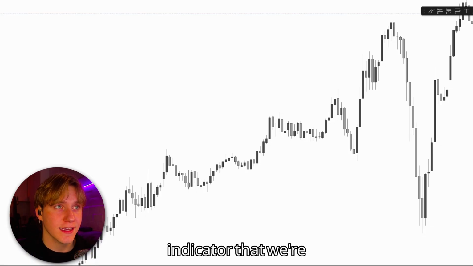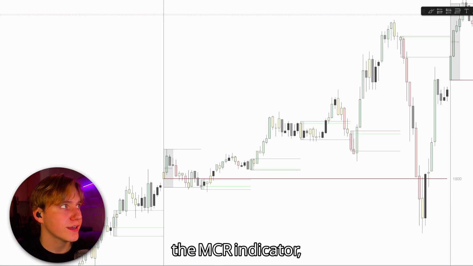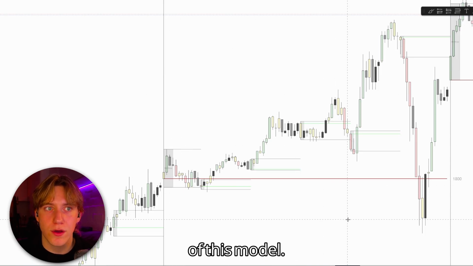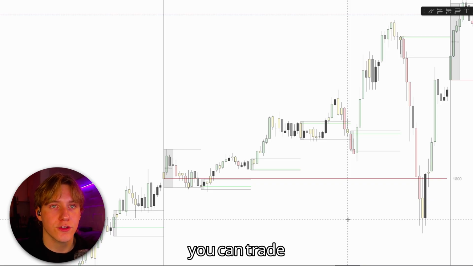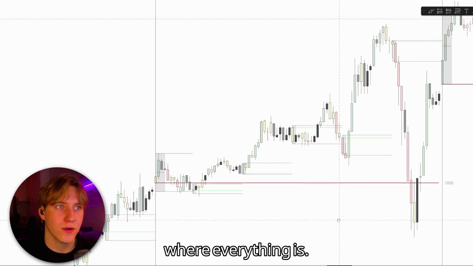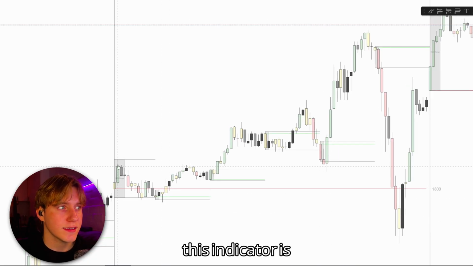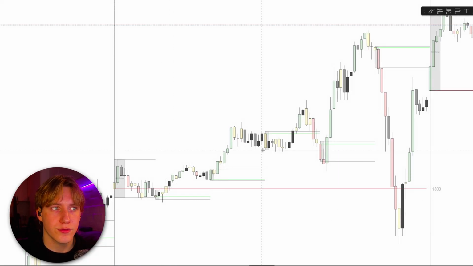So the first indicator that we're going to be looking at is going to be the MCR indicator, and it will highlight pretty much the entirety of this model. So it's going to mark out everything that you need to know so that you can trade freely without worrying where everything is. The first things that we're going to see from this indicator is that we have MCR ranges.